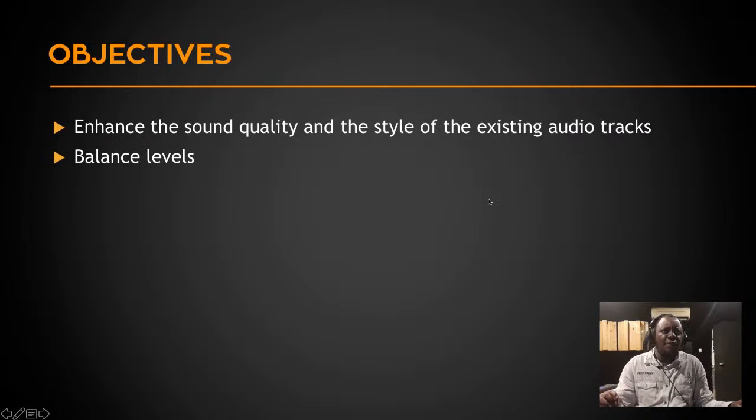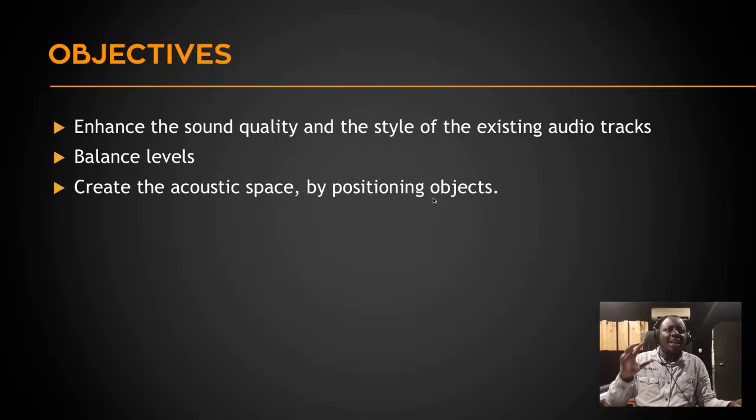The other objective is we want to balance levels. We want to make sure that dialogue is always king, that Foley and sound effects are not competing and fighting against each other. We also want to create an acoustic space. In other words, we want to position our objects. If we have someone walking from the left to the right, we want to make sure that that is positioned accurately. So that's the third objective.